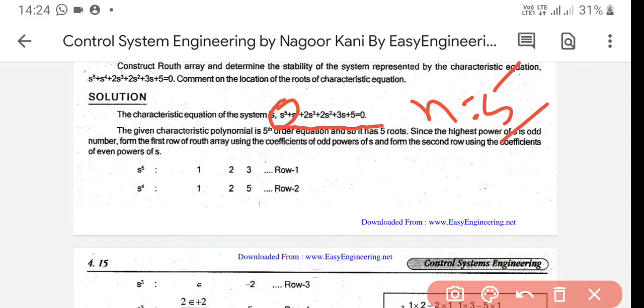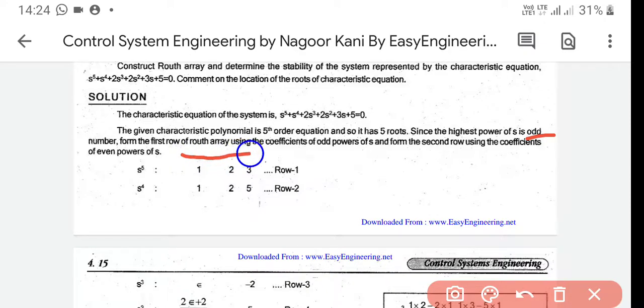So n is equal to 5 means it is having 5 roots, and 5 is nothing but an odd number. So now you are framing the first row of the Routh array using the coefficients of odd powers of s, and the second row using the coefficients of even powers of s here.